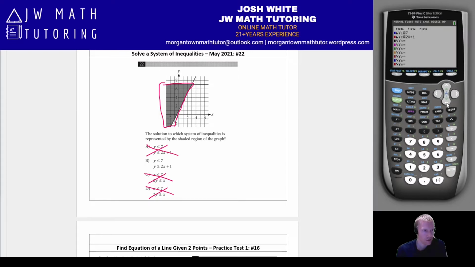Now if we want to check answer choice B, the first thing stays the same, no change. For the second one, all I have to do is change the inequality symbol to make it greater than.